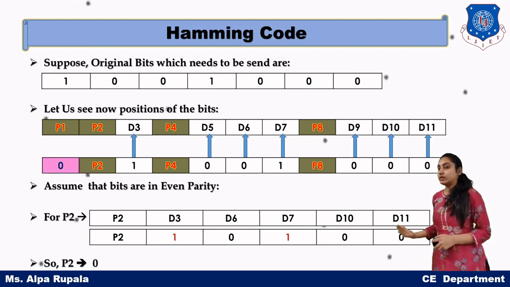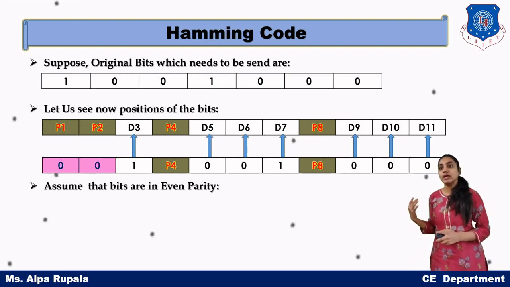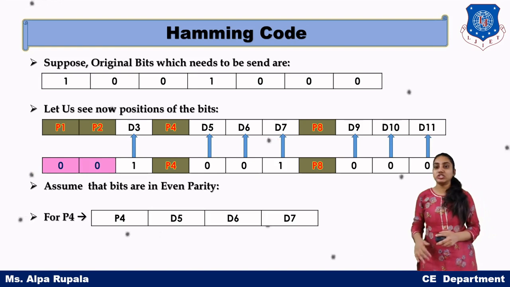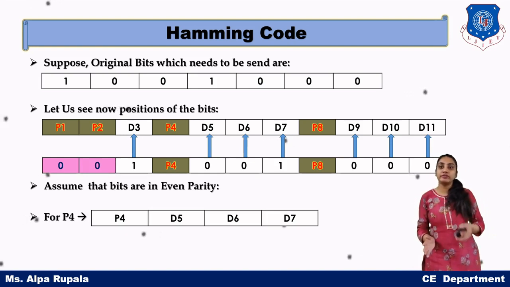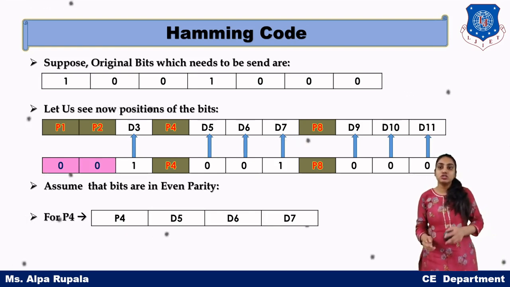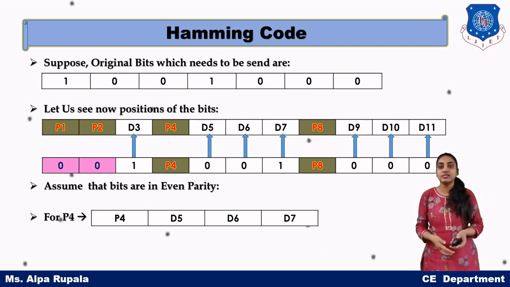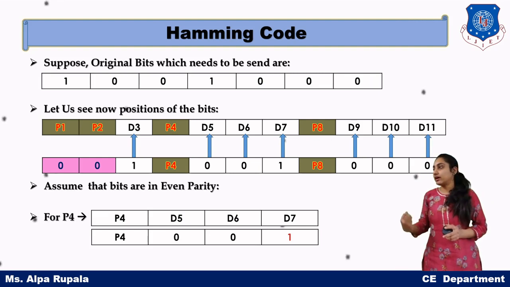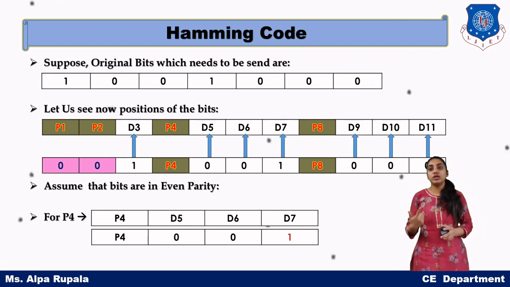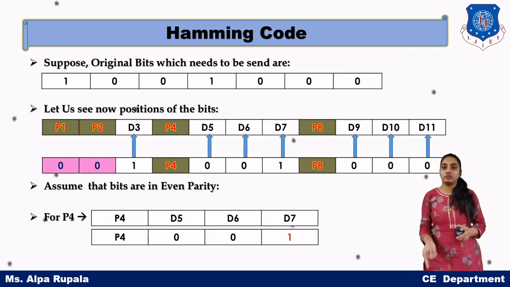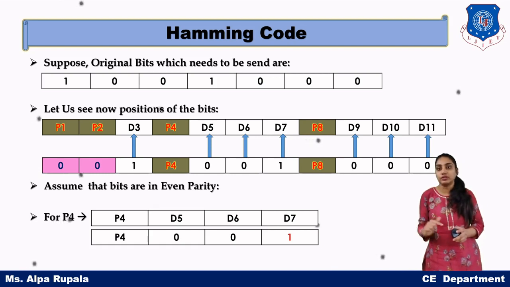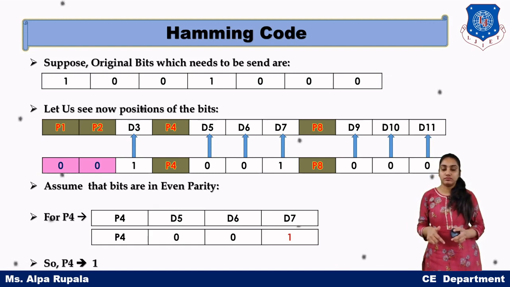So P2 will be 0. Now for P4 calculation, starting with 4, 4 bits will be checked and 4 bits will be skipped. So again P4, D5, D6 and D7 will be checked and the remaining all will be skipped. Ultimately, by replacing it, we have only one count of 1. That means it is not in an even parity. So P4 will be 1.